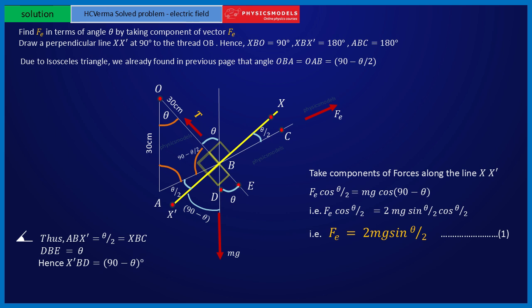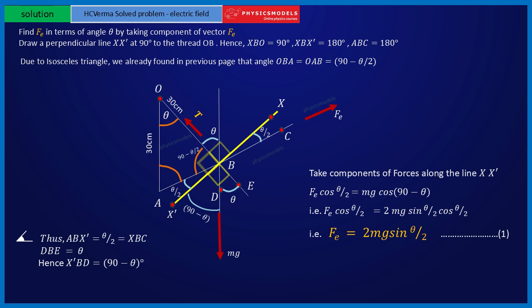Therefore, we draw this yellow line called XX dash. The yellow line is perpendicular to the line OB. Therefore, the angle OBX is 90 degrees. The angle OBX dash is 90 degrees. The angle XBE is 90 degrees. And X dash BE is also 90 degrees. We can now derive the other angles in this maze.